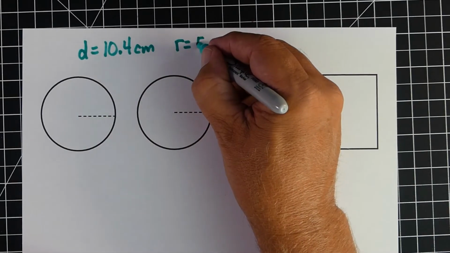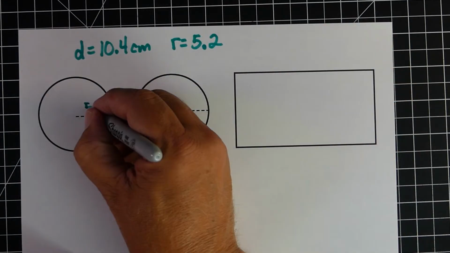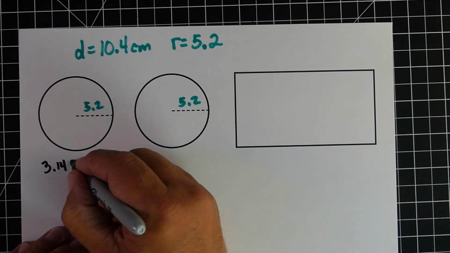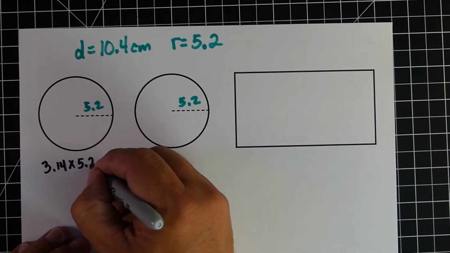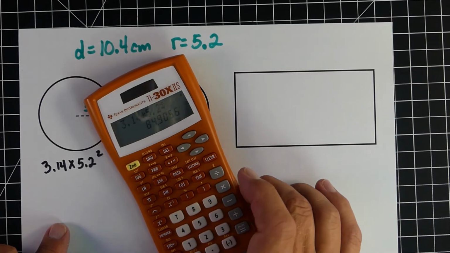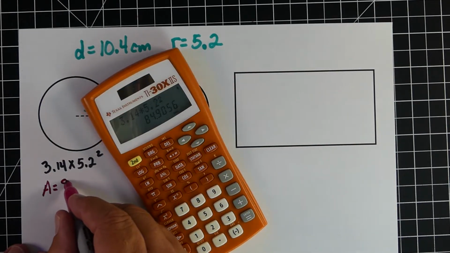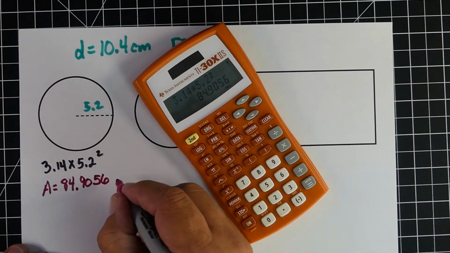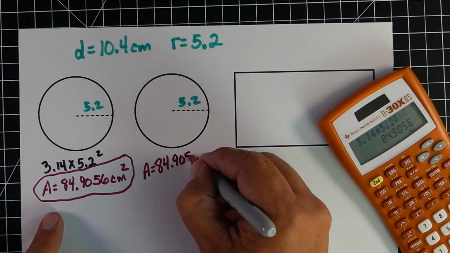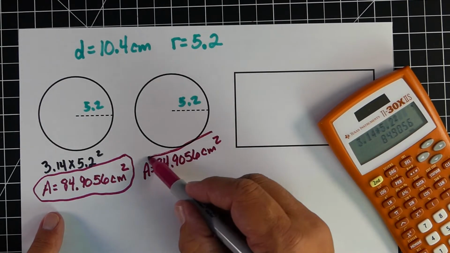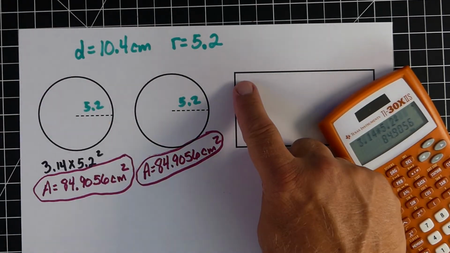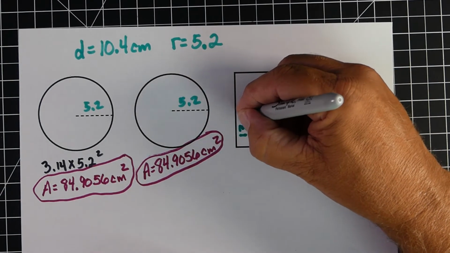So we know the diameter again was 10.4. That means the radius is half, so it's 5.2. So our radius, writing it down, 5.2. So we're going to go pi, so that's that 3.14 again, times our radius, 5.2, and then we're going to square it. And so when we go pi times 5.2 squared, we end up with an area of 84.9056, and that would be centimeters squared. That's the area of the first circle, which means it's also the area of the second. So we're already 2/3 done with our shapes. Now we just need to find the area of this rectangle.